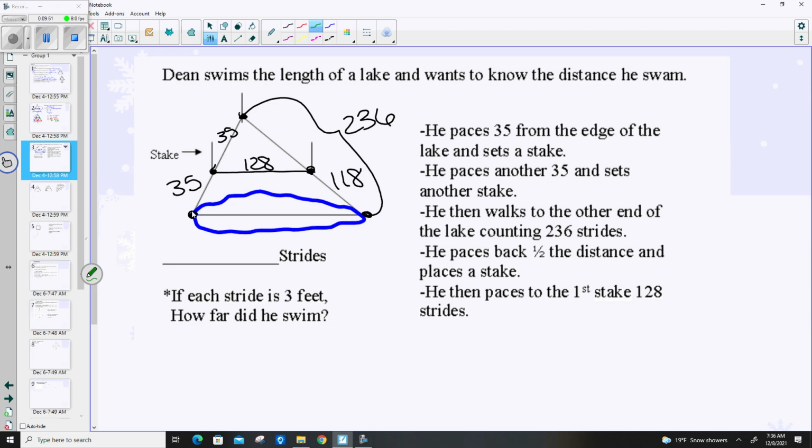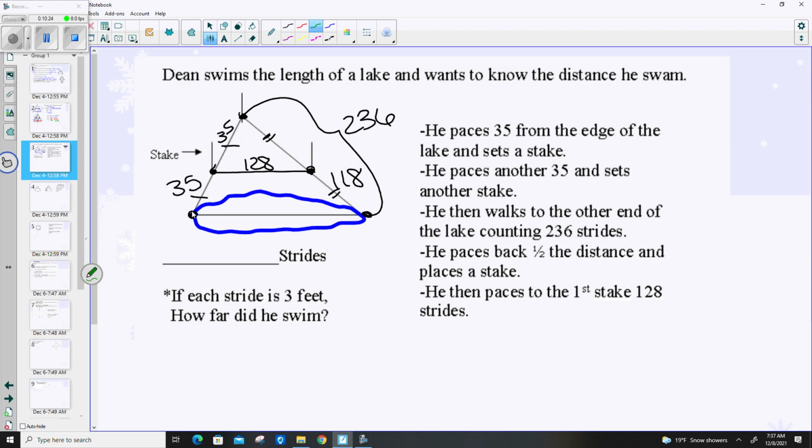What is that last pacing back to the first stake? What is that for the triangle? A mid-segment. How do you know it's a mid-segment? Because we've got two sides that are cut into congruent parts. Absolutely. We got 35 and 35. So those two are equal. If he paced back half the way, you know if that one's 118, that one's also got to be 118 because that's the other half. So we have a midpoint, so we have a mid-segment.